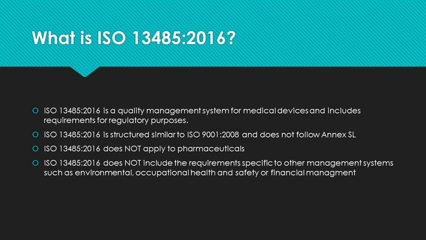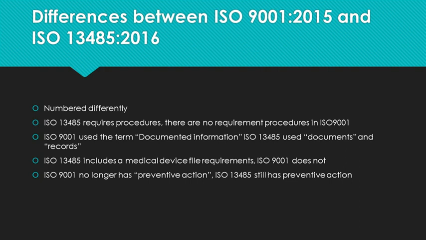Lastly, it does not include the requirements specific to other management systems, such as environmental, occupational health and safety, or financial management. There are some differences between ISO 9001 and ISO 13485. When the 2015 edition of ISO 9001 came out, the numbering of sections between the two standards differed because ISO 9001 now follows Annex SL. ISO 9001 now no longer requires specific procedures. However, ISO 13485 does require the use of procedures.